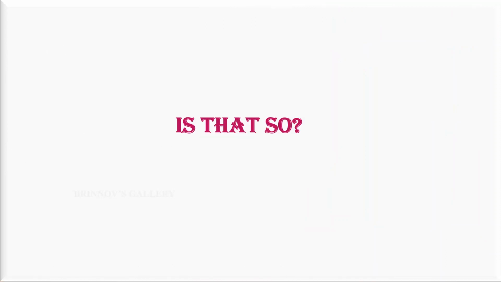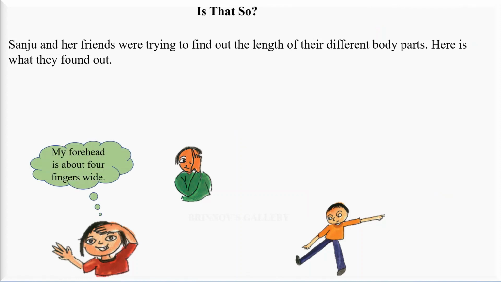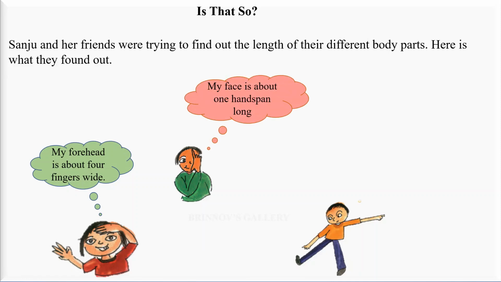Is that so? Sanju and her friends were trying to find out the length of their different body parts. Here is what they found out. My forehead is about 4 fingers wide. My face is about 1 hand span long. My arm is not as long as my leg. Do you agree with what they said?